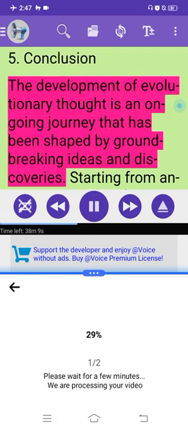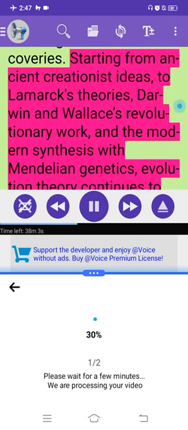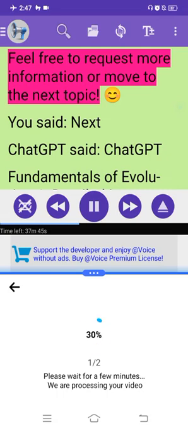Conclusion. The development of evolutionary thought is an ongoing journey that has been shaped by groundbreaking ideas and discoveries. Starting from ancient creationist ideas, to Lamarck's theories, Darwin and Wallace's revolutionary work, and the modern synthesis with Mendelian genetics, evolution theory continues to evolve with molecular and genetic studies, providing us with a deeper understanding of the processes shaping life on Earth. Feel free to request more information or move to the next topic.